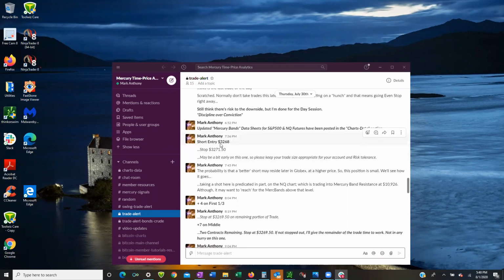So I shorted it at 68, gave it a 3.5 handle stop. And I posted, I may be a bit early on this one, so keep your trade size small. And I'll always mention that if I think we're getting early or there's more risk or less favorable probability, I manage risk by reducing my position size. And when I feel that way, I note that on here. So short at 68, stop at 71.50.